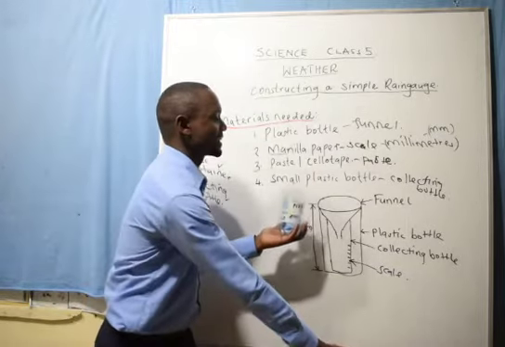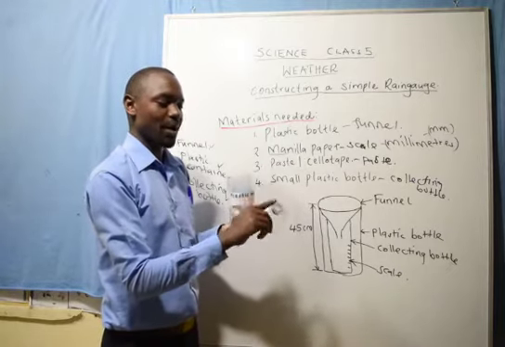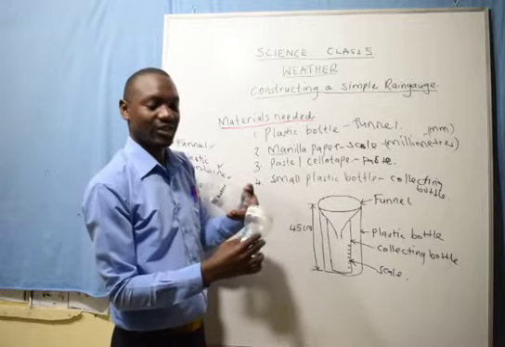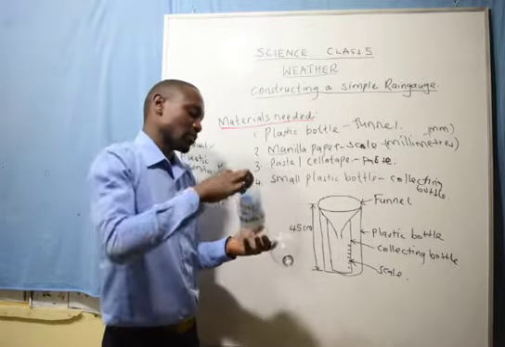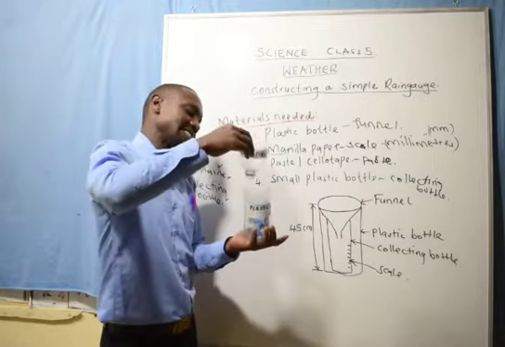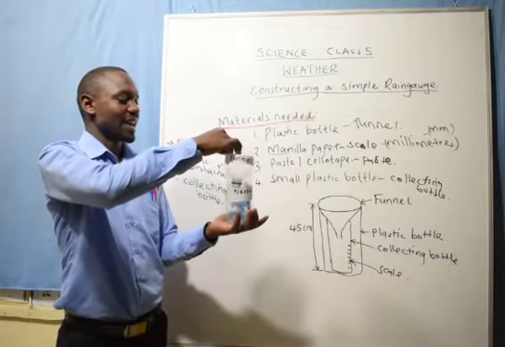Then from there, take your funnel. Make sure that the mouth of the funnel gets inside the collecting bottle. It is inside the collecting bottle. So because your collecting bottle is inside, this is your funnel, place it inside. And now that is a rain gauge.